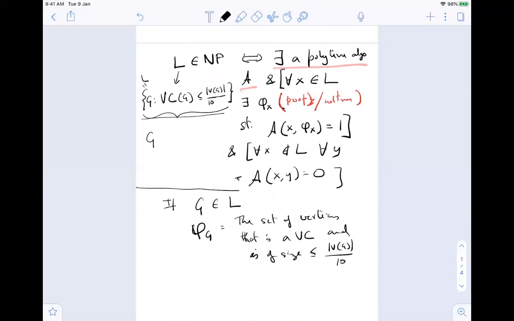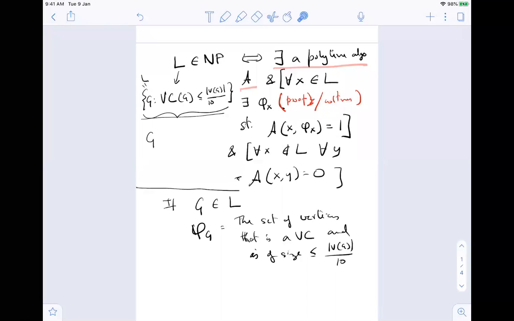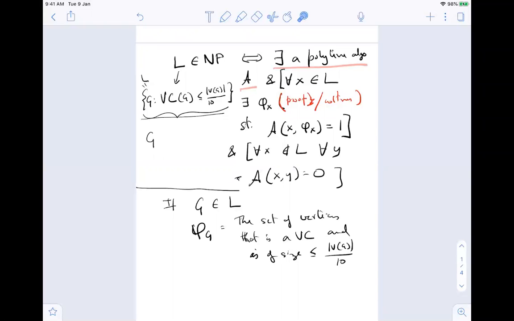NP is the class in which, if X is an element of the language L, then there exists a valid proof. If X is not in the language, then no proof is a valid proof. Is this clear? Somewhat okay? Because you will be a bit confused after what I'm going to say here.